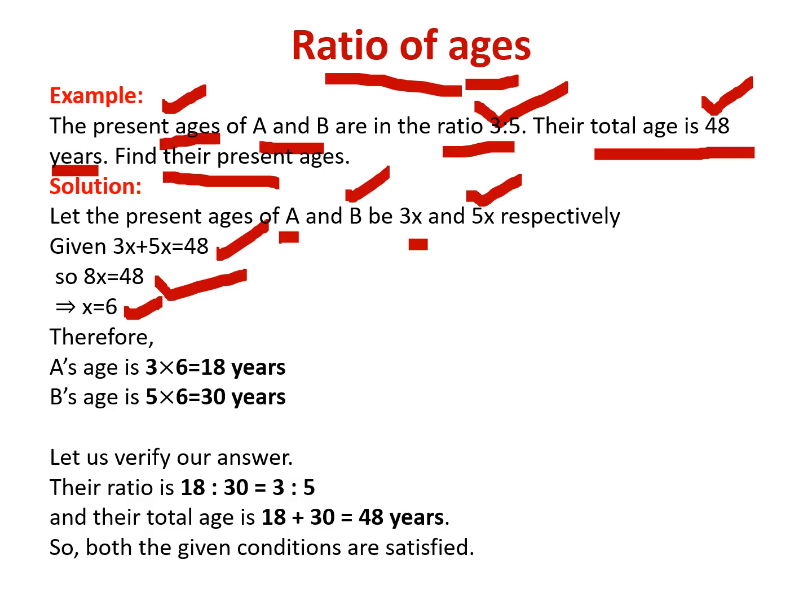Now, let us find the actual ages. A's age is 3 into 6, which is equal to 18 years, and B's age is 5 into 6, which is equal to 30 years. Therefore, A's present age is 18 years and B's present age is 30 years. Let us verify our answer. Their ratio is 18 is to 30, which is equal to 3 is to 5, and their total age is 18 plus 30, which is equal to 48 years. So both the given conditions in the problem are satisfied.